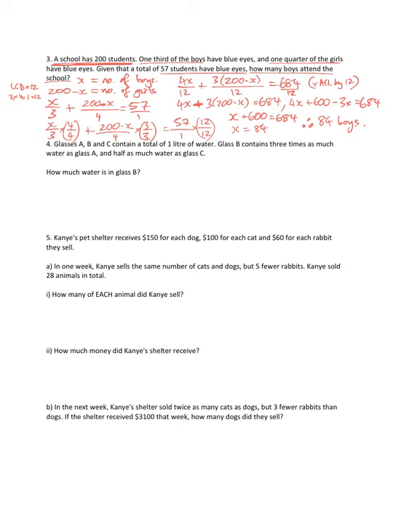Glasses A, B, and C contain a total of 1 litre of water. Glass B contains 3 times as much water as glass A, half as much water as glass C. How much water is in glass B? So, that helps us decide. X is glass B. It tells you already. So I need to write everything in terms of X, which is glass B. If glass A, all we're given is glass B has 3 times as much water as glass A.